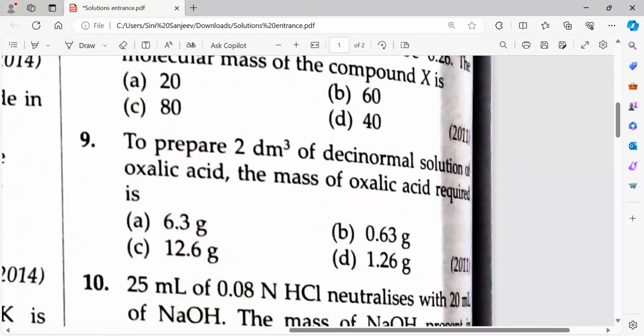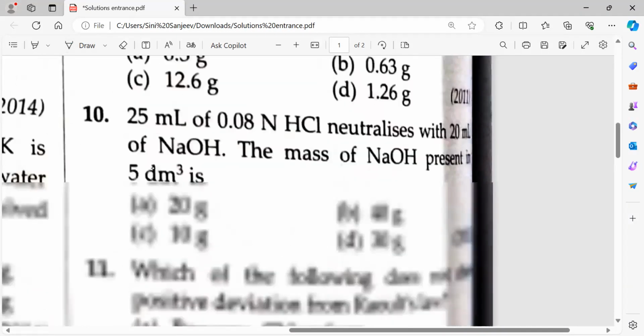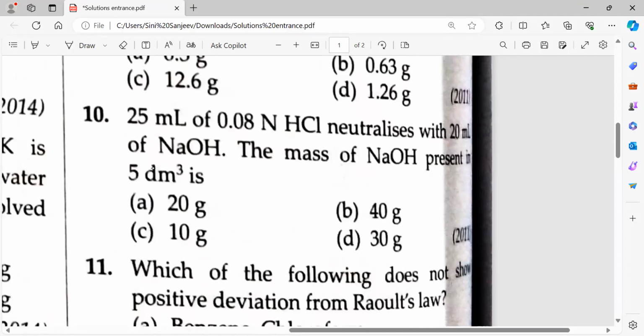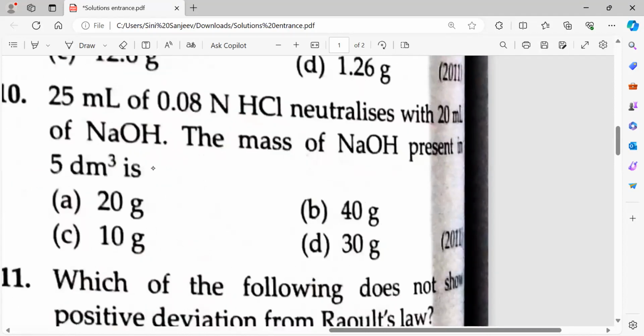Now let me see the next important type of question which can come. 25 ml of 0.08 N HCl neutralized with 20 ml of base. So this is basically acid with base neutralization. The mass of NaOH present in 5 decimeter cube is how much?